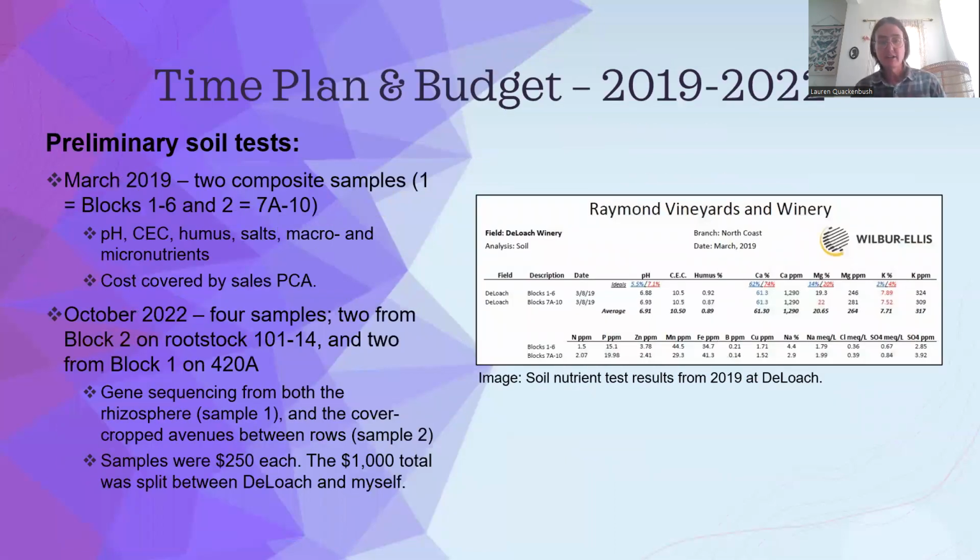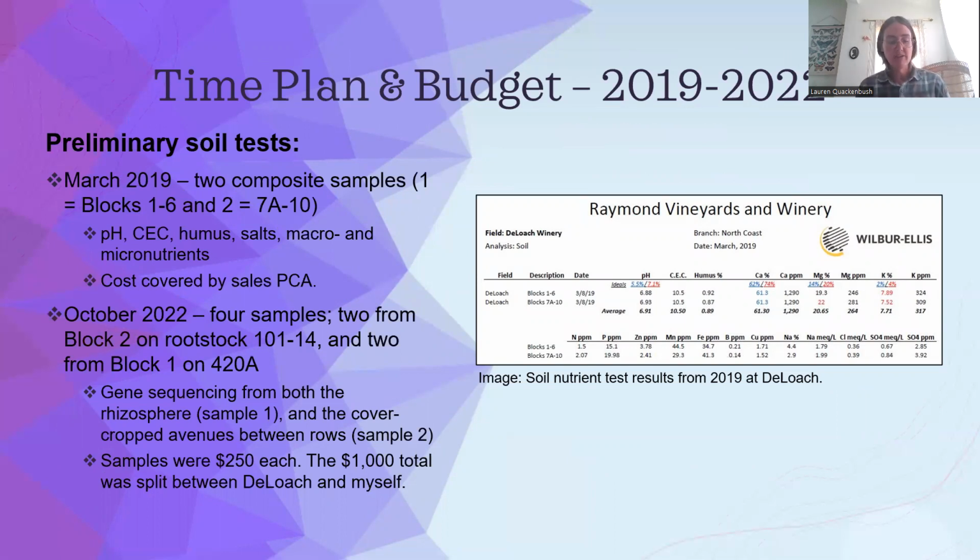I've already taken some preliminary soil tests, both nutrient and microbial. The soil chemistry tests taken in March 2019 were broad composite samples that combined 5 blocks per sample, as you can see in the results table here.